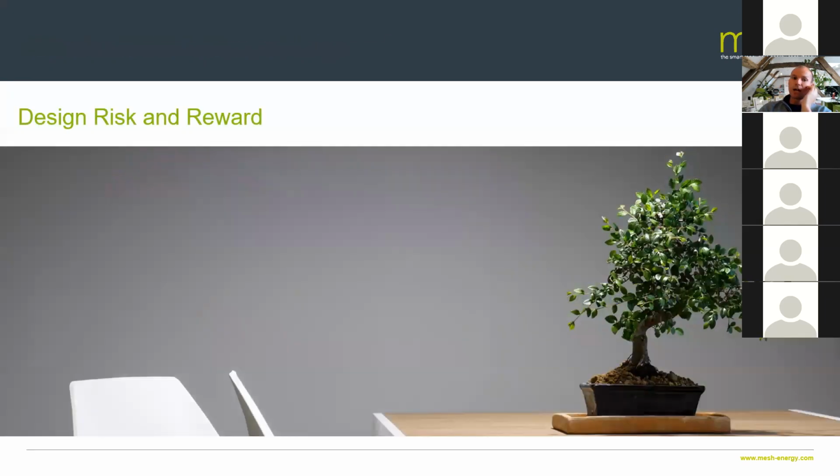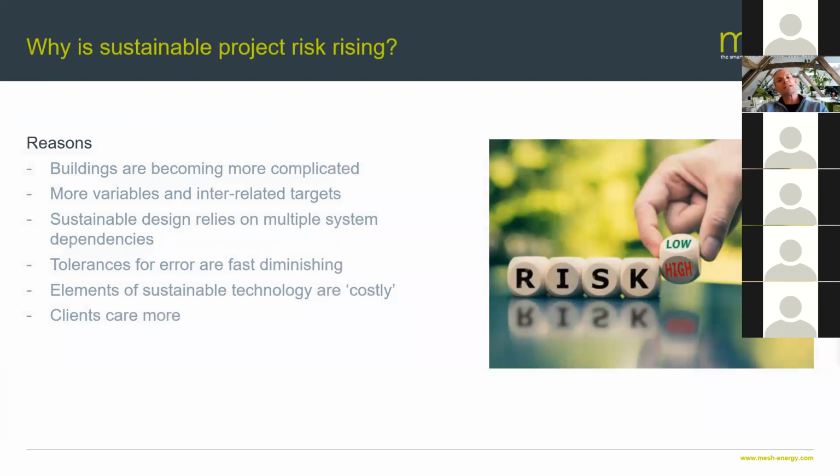So, design risk and reward. Why is sustainable project risk rising? I can guarantee you it is. Don't for a moment think that sustainability is a silver bullet, and just because you're designing a sustainable building, all is going to be well. All is not going to be well.